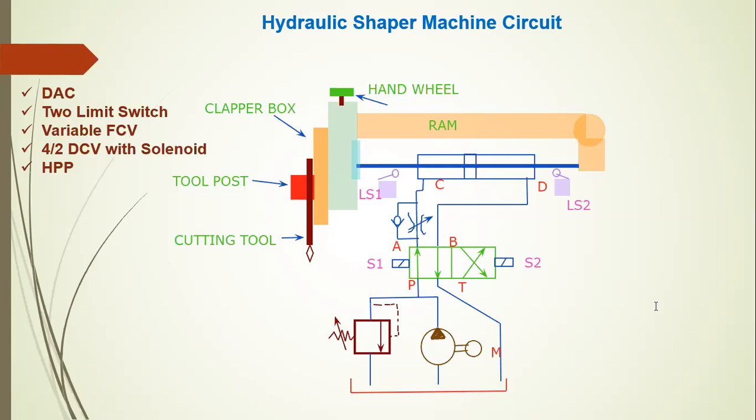Let's start to understand how the hydraulic oil passes from the hydraulic pump to the direction control valve, and from the direction control valve to the cutting tool. First, the hydraulic oil passes from the hydraulic pump and motor set, then to the direction control valve, then to the variable FCV, and from the variable FCV to the hydraulic cylinder.